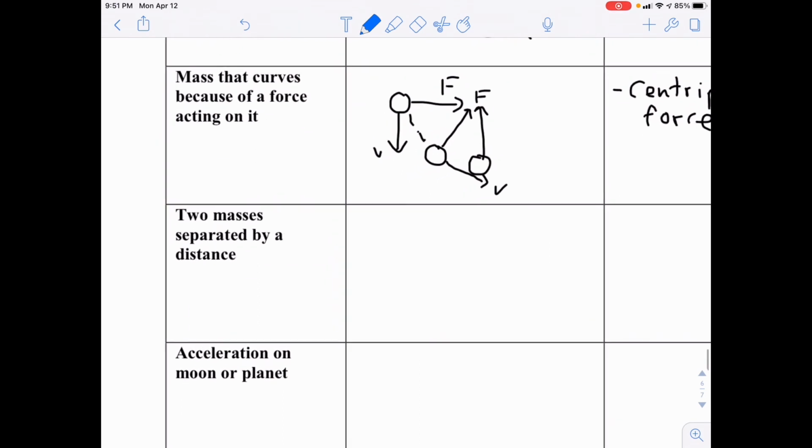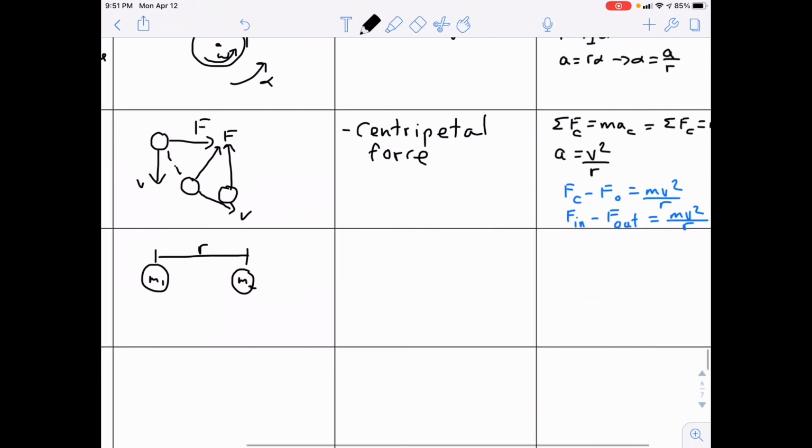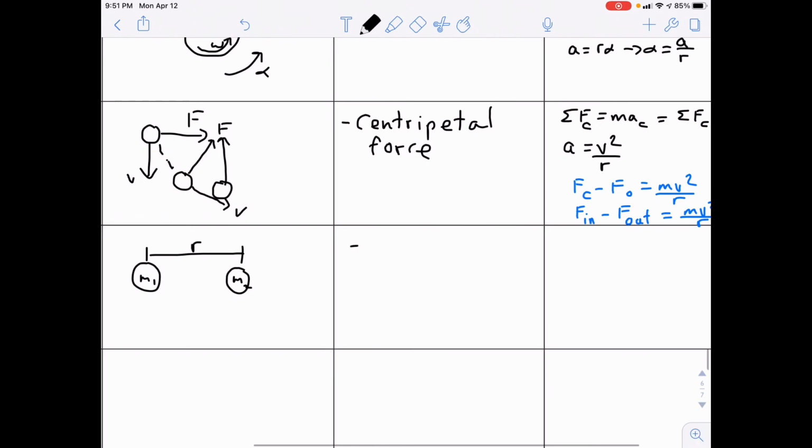Well, let's say we're given a situation where we have two masses separated by a distance. Let's say this is m1, and this is m2, and they are separated by some distance r. That is a situation known as Newton's law of universal gravitation, universal gravitation for short.